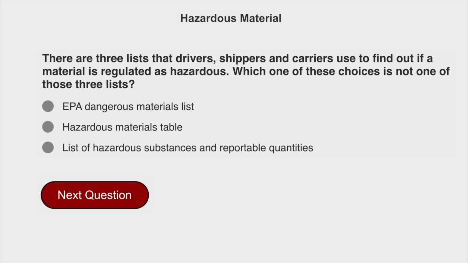There are 3 lists that drivers, shippers, and carriers use to find out if a material is regulated as hazardous. Which one of these choices is not one of these 3 lists? EPA Dangerous Materials List.